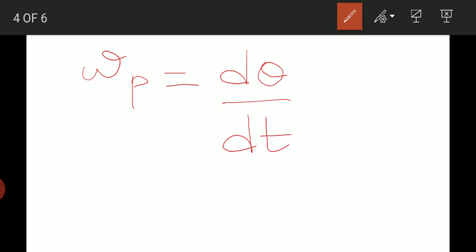Now we will find the angular velocity of precession, which is represented by omega p, and we can find it by this formula. Omega p equals d theta by dt. Here theta is the angle turned from the mean position axis, which we found just now. How to find it? We just have to differentiate it with respect to t. We will get the angular velocity of precession.